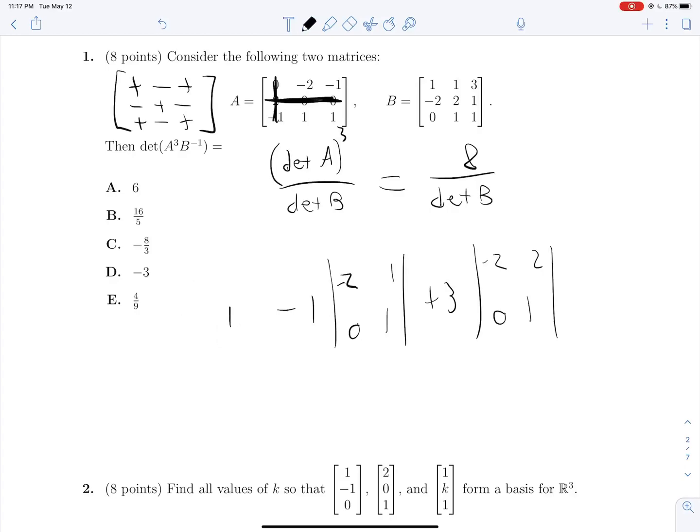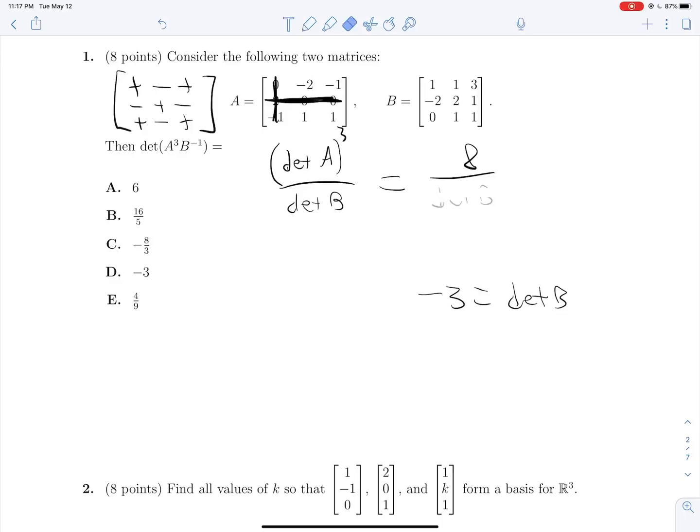Let's evaluate all of this. Here we just get 1. Here we get -2, so plus 2. We have a running total of 3. And then this gives us -6. So overall we get -3 as the determinant of B. We can plug that in down here, -3, and our answer is D. Let's check that against, sorry, why did I say D? We got -8 over 3. That's C, and that is our correct answer.